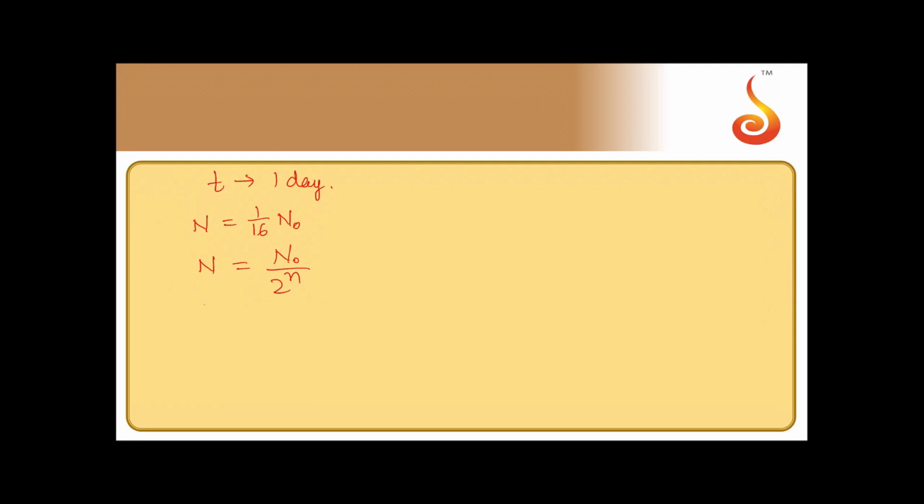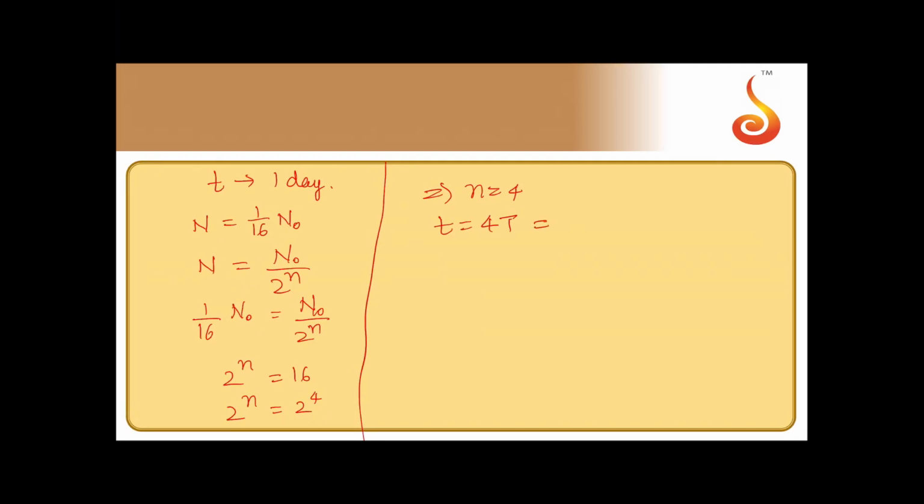So now let us calculate how many half-lives are elapsed. So this is 1 by 16th N naught is equal to N naught by 2 to the power n. So N naught gets cancelled. 2 to the power n is equal to 16, or 2 to the power n is equal to 2 to the power 4, which implies n is equal to 4. So number of half-lives elapsed is 4. So t is equal to 4 times half-life, that is equal to 1 day. So half-life should be equal to 1 by 4th of a day. 1 by 4th of a day means it is 6 hours. That is option A.